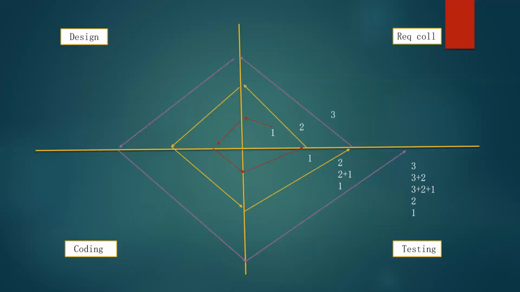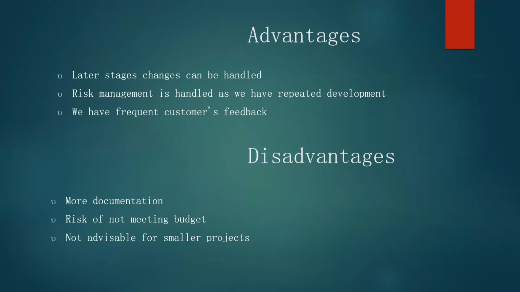Okay, any doubts over here in the spiral model for anyone? What do you think, any other disadvantages might be? Anything you can think of, if anything comes to your mind, you can just share with me, okay?